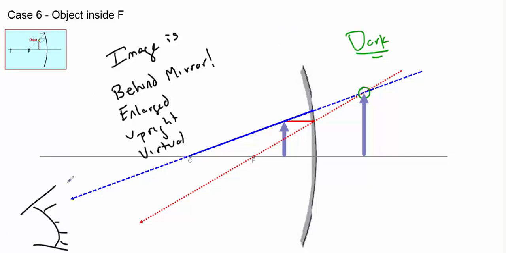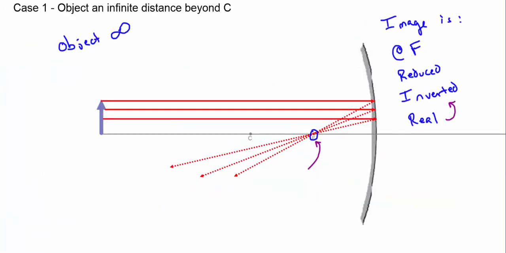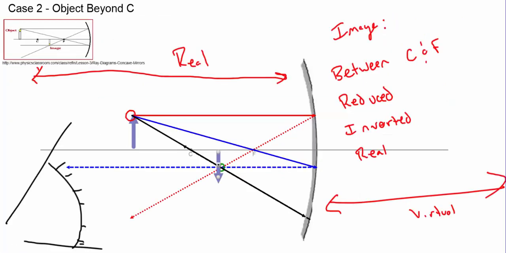Those are your 6 cases for concave mirror. Real quick recap. Very first one creates an image when the object is at an infinite distance: the image is at F. Case 2, the object is beyond C in a finite location. The image ends up being somewhere between C and F, small and real.